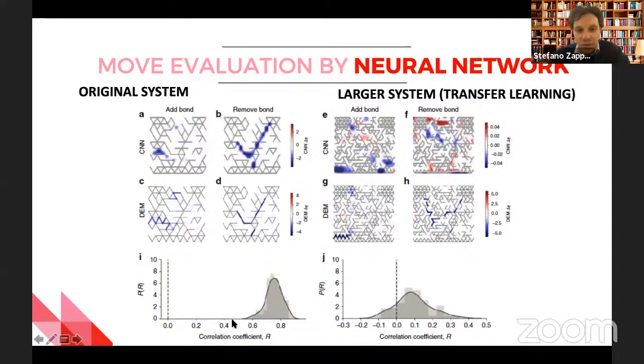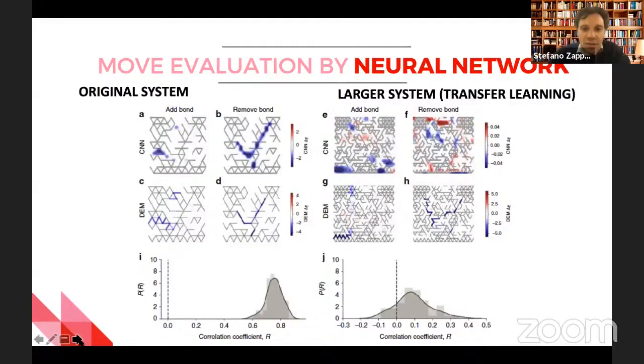Of course, the correlation coefficient between the real calculation, the discrete element model, and the neural networks is much worse in the case of a larger system, which you have never seen in the training set. But I think this kind of transfer learning is a potential for improving this kind of system.